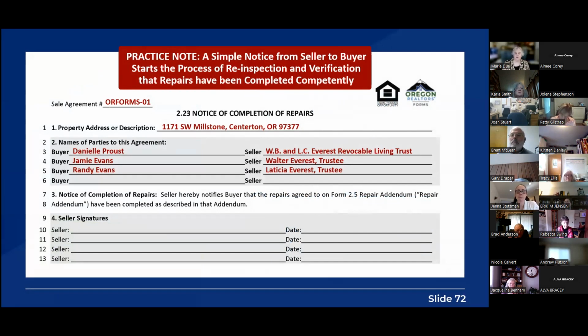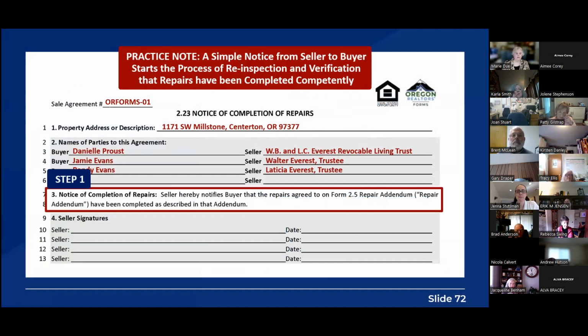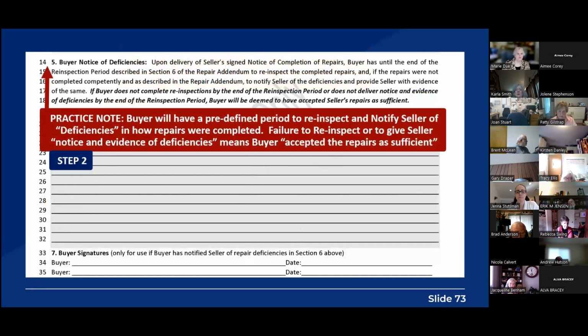So now the buyer knows that. And step one, notifies buyer the repairs are done and have been completed as described in that addendum. Then step two, buyer notices a deficiency. Upon delivery of seller's signed notice of completion, buyer has until the end of the reinspection period to go in and actually have it reinspected. And if it's not done, if buyer does not complete the reinspections by the end of the reinspection period, again, no news is you're done. But they need to identify what happens if there was a deficiency.